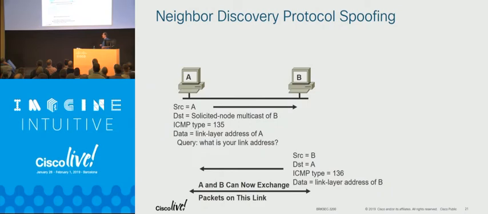Okay, neighbor discovery spoofing. ND spoofing. Neighbor solicitation, that's a quick refresh, right? A wants to talk to B. I don't know the MAC address of B, so I'm sending basically a neighbor solicitation. Yes?